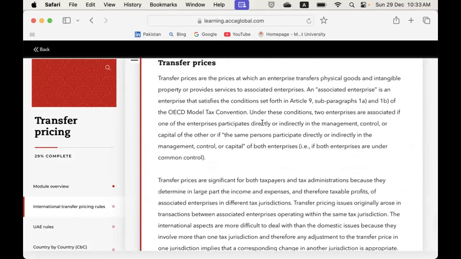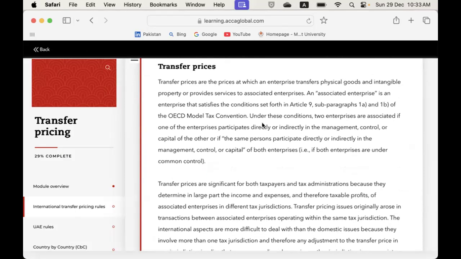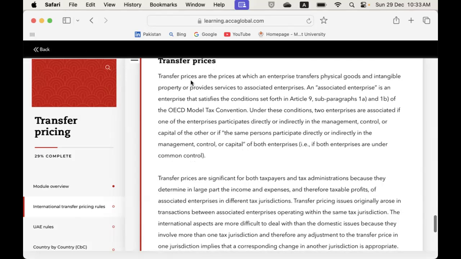Transfer prices. Now let us understand, generally speaking, there is a common belief that the word transfer pricing is a bad thing. That is a wrong notion. Transfer prices are the prices at which an enterprise transfers physical goods and intangible property or provides services to associated enterprises. It's as simple as that. So if you really think about it, the word transfer price is a neutral word. It can be good, it can be bad. The application of it can be good or bad, either way. It can be fair or unfair.